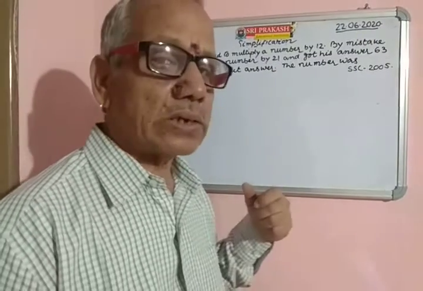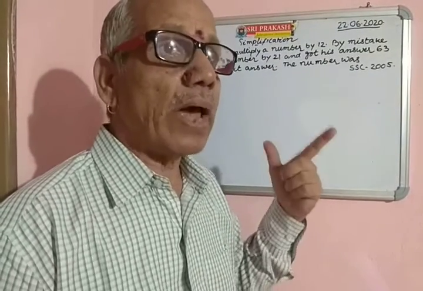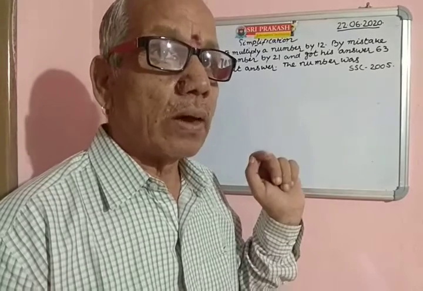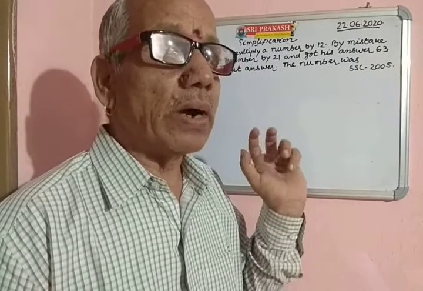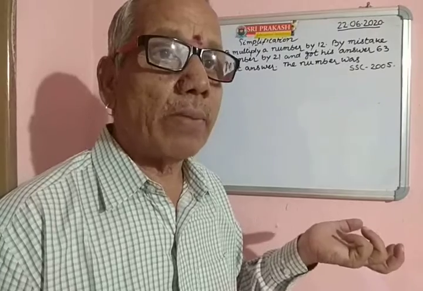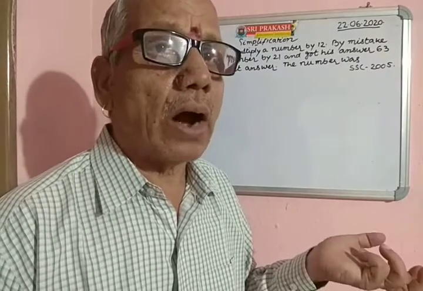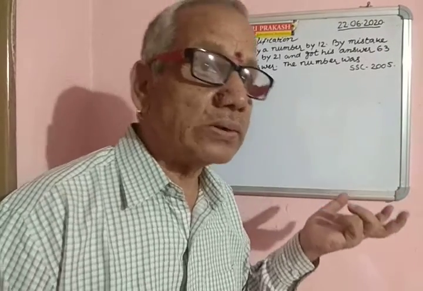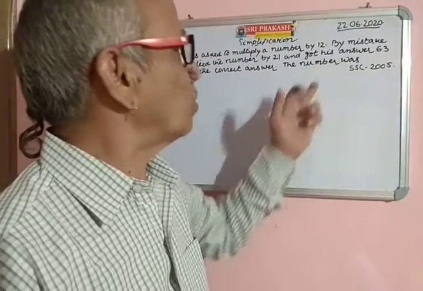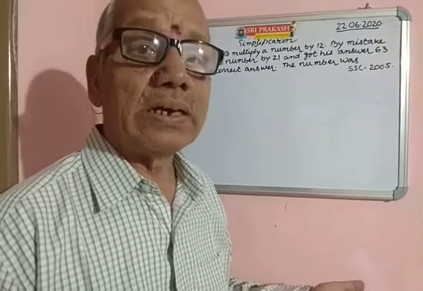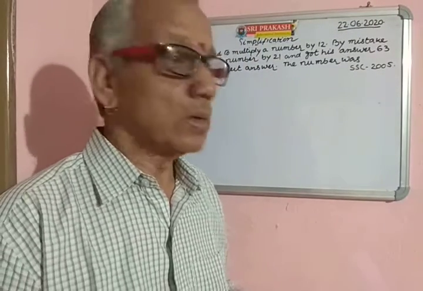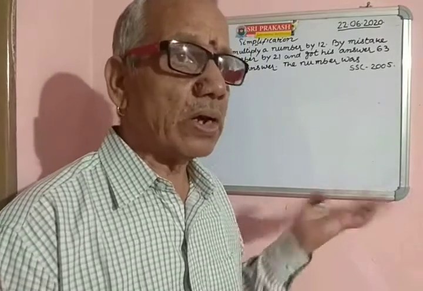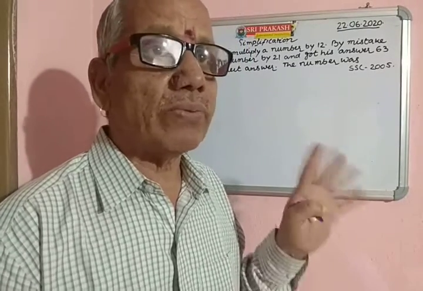More than the correct answer means what? By multiplying that number by 12, that would be the right answer. But what he did? Instead of multiplying by 12, he multiplied by 21. So he got 63 more than the original answer. Now, you have to find what was the original number. So, same thing I told you, whatever information is given, we should transfer that into an equation.